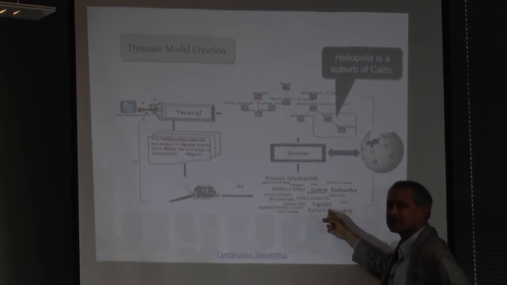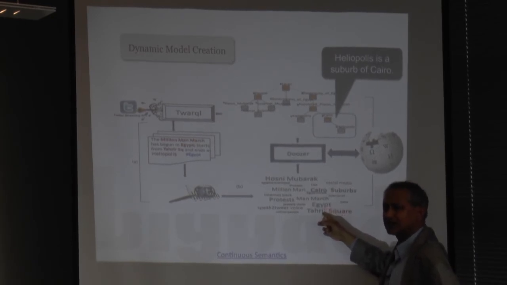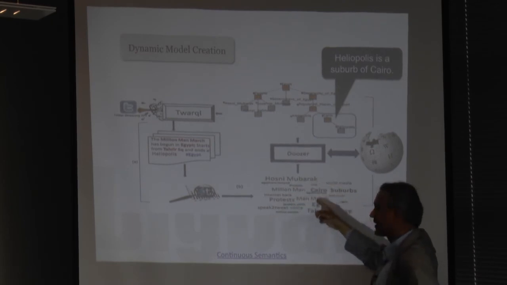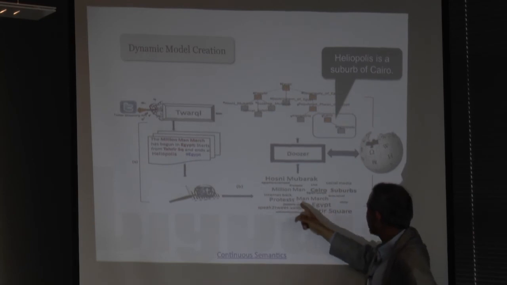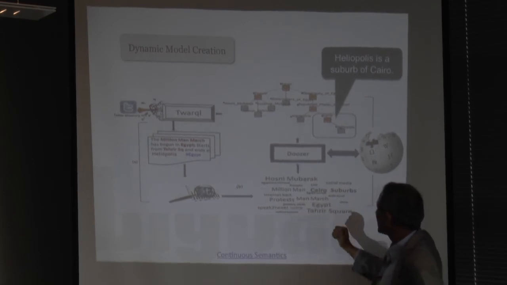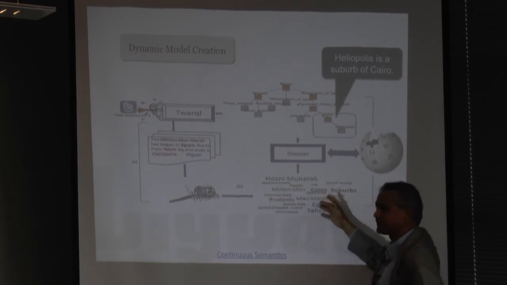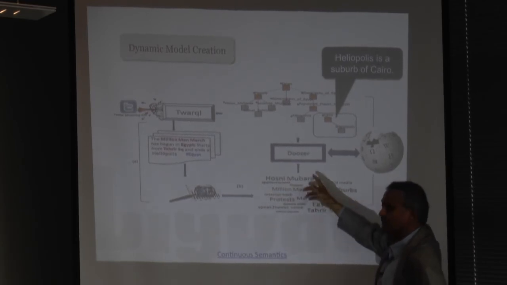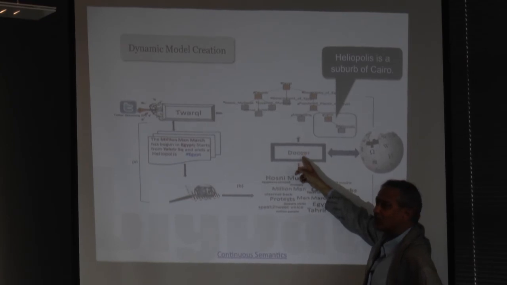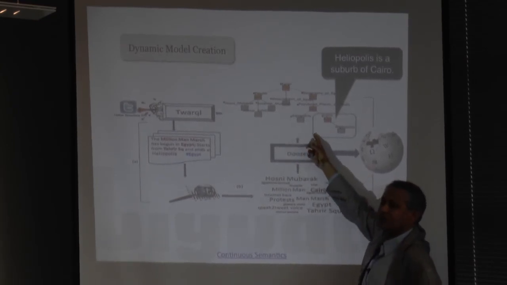Remember I mentioned the example of that San Francisco thing for the location identification? For the same kind of stuff, here are the things: Cairo suburbs, protests, march, Tahrir Square, Hosni Mubarak, right? All this kind of stuff. These were identified. Then we give this to a tool called Doozer, and that will automatically create this domain model, right?